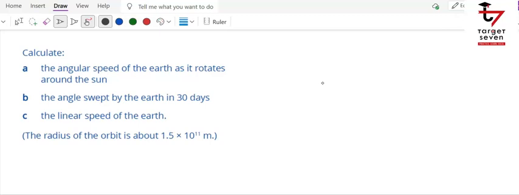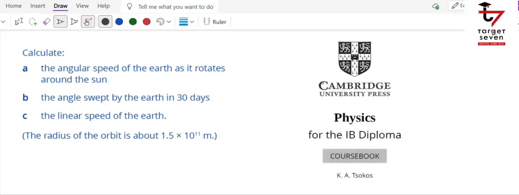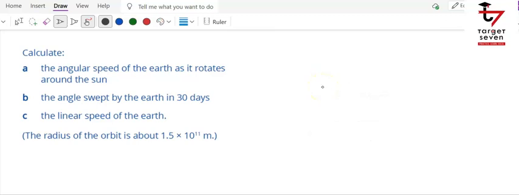These recordings in this particular playlist would all be related to the concept of circular motion, and the questions that you will be noticing in this particular playlist have all been taken from the Cambridge publications. The author is K.A. Sokos, the course book, 7th edition.